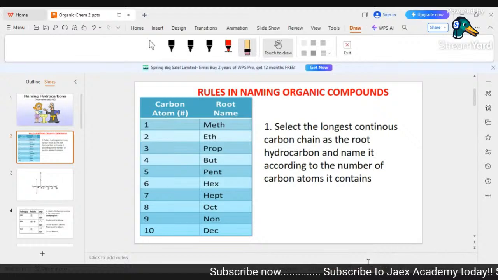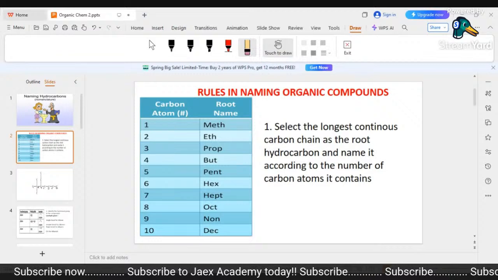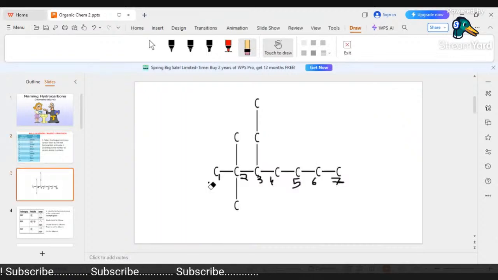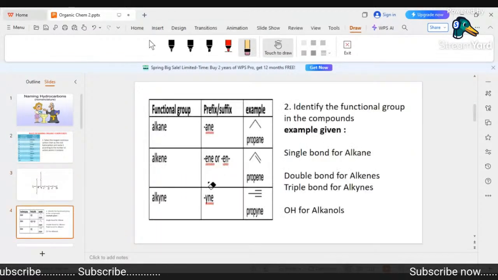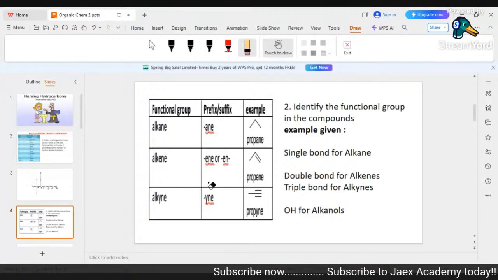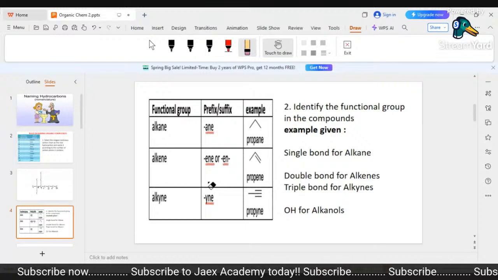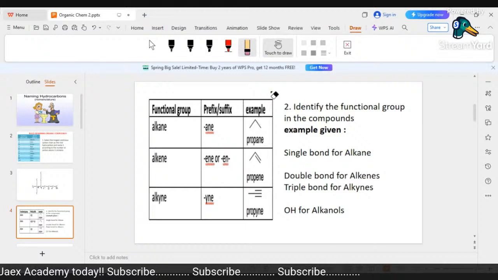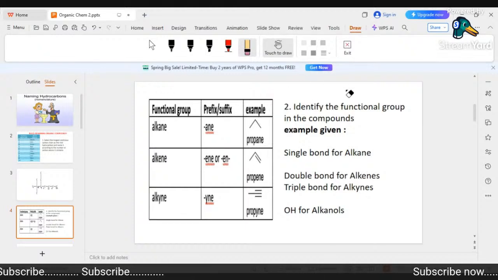All right, hept. Yeah, so let's proceed. Now, moving forward, we said it is hept. Now, the second rule for naming organic compounds is to identify the functional group.